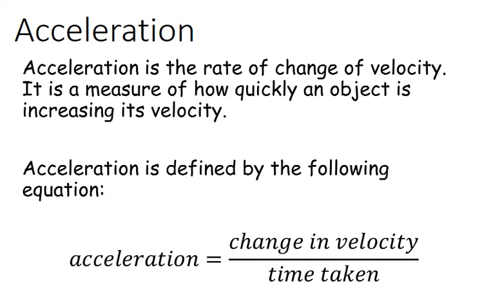So acceleration is defined by the following equation, which is acceleration is equal to the change in the velocity divided by the time taken. Now the unit we use for acceleration is meters per second squared. So let's say an object has an acceleration of 5 meters per second squared. Now what that means is it will increase its velocity by 5 meters per second, and that's why we have that squared in there. So let's look at an example.